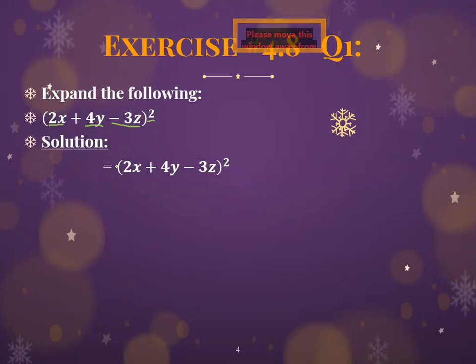Now here you have to identify which is your term A, which is your term B, and which is your term C. So this one will be your term A, this will be term B, and this will be term C. Understand? Now what you have to do is write it down here. You will write, use the formula here. What formula are you using here? This formula.